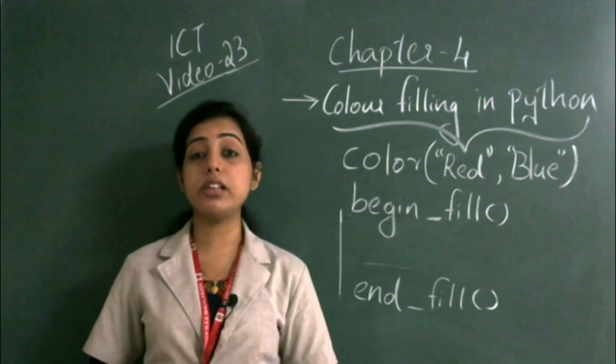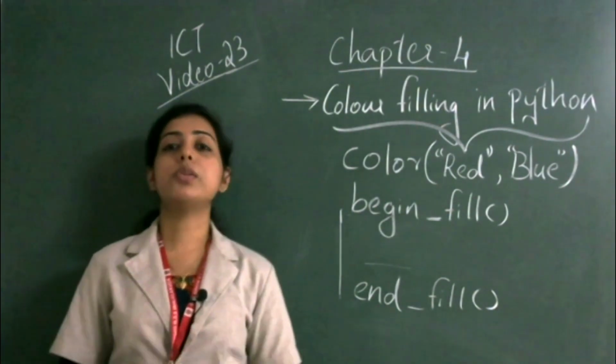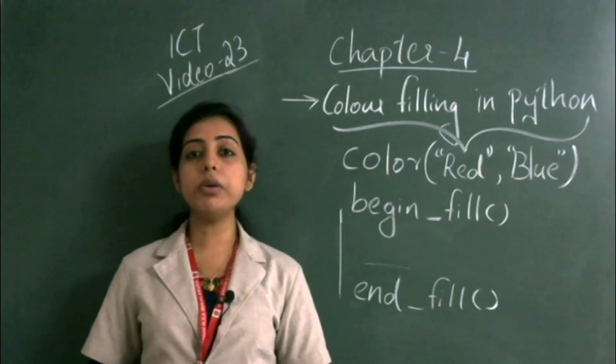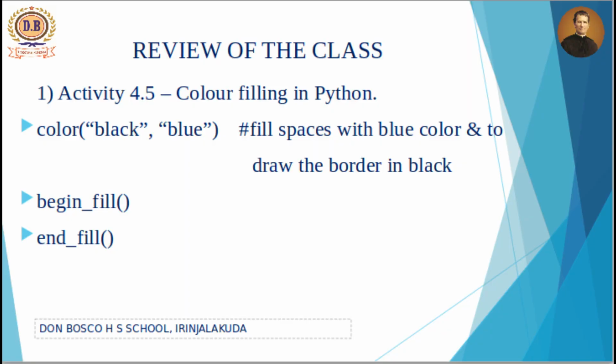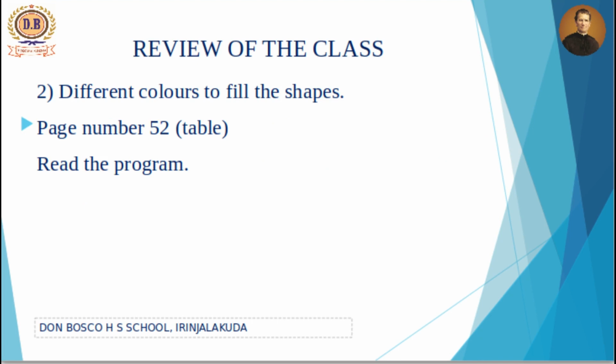So here comes an end to the fourth chapter. In today's class, we have discussed one program, the code for color filling in Python, how to give color to the shape. So three code lines we have discussed. First one is color of red comma blue. Red indicates the line color, blue indicates the shape fill color. Then the second code line is the begin fill option in order to start filling with that color. The last code is the end fill option to stop filling. Okay. So these are all today's class sessions.